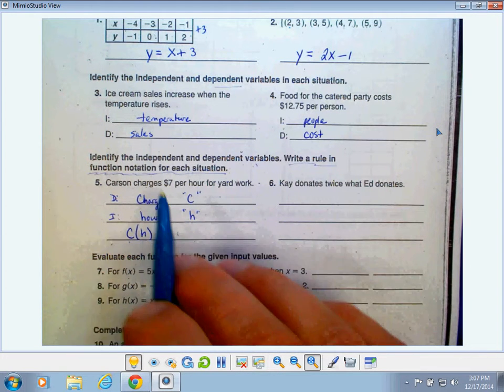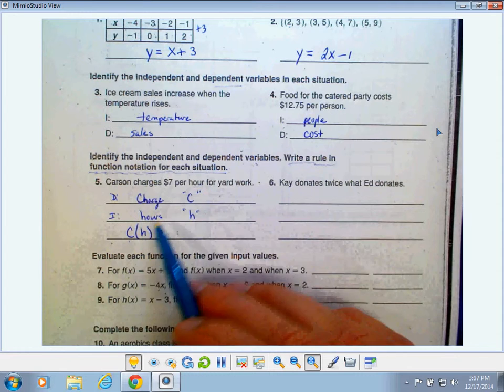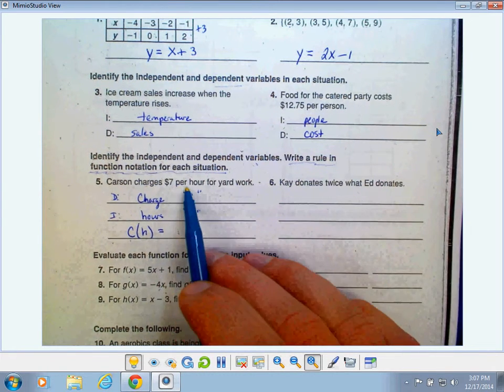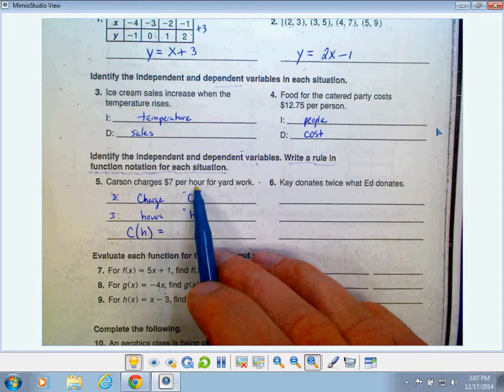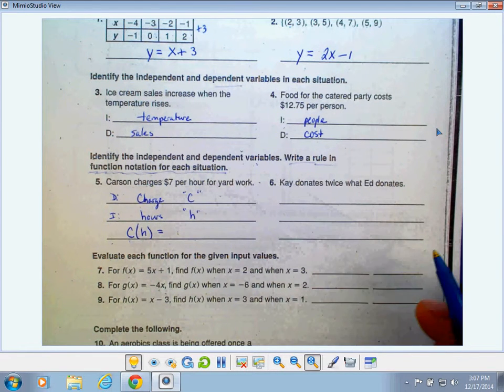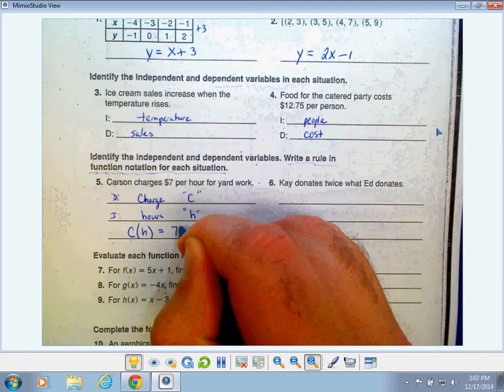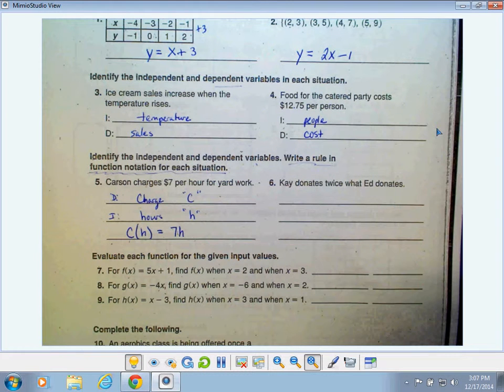So then this part of the equation is, how do we calculate the cost? Well, it's $7 per hour. Per, maybe by now you know, means multiply. But if you can't remember that, or if that doesn't sound familiar, just think of it as, how do you calculate the cost? You'd be taking $7 times the number of hours you work. So it would be 7H. And that's a function written in function notation with the correct variables and everything.